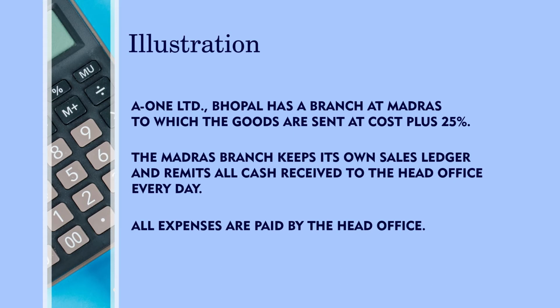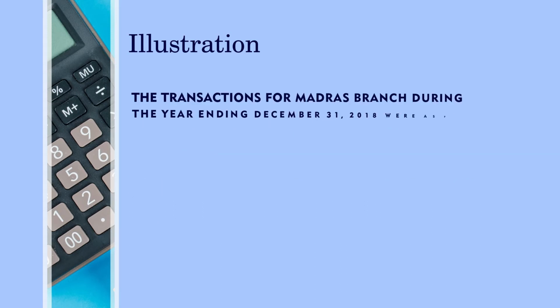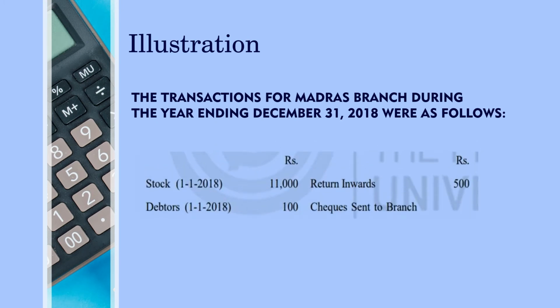The Madras branch keeps its own sales ledger and remits all cash received to the head office every day. All expenses are paid by the head office. The transactions for the Madras branch during the year ending 31st December 2018 were as follows.